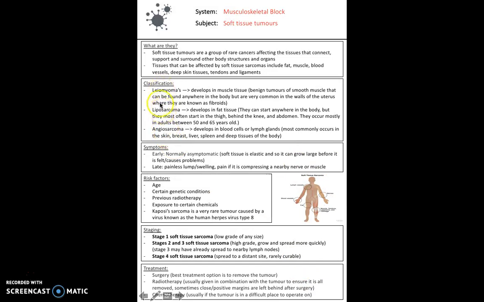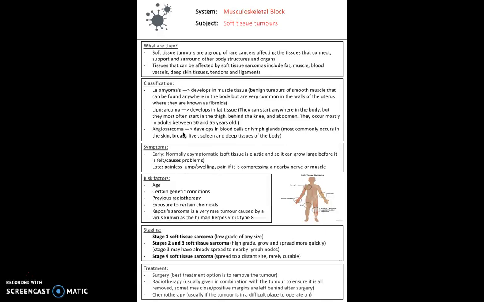To summarise a few of these, you could have a leiomyoma, which develops in muscle tissue. These are benign tumours of smooth muscle that can be found anywhere in the body, but are fairly common in the wall of the uterus, where they are known as fibroids. You can have liposarcomas, which develop in fat tissue. Again, they can be anywhere in the body, but most commonly they're in the thigh, behind the knee and in the abdomen, and they occur mostly in adults between 50 and 65. Another classification is angiosarcoma, which develops in blood vessels or lymph glands, and these most commonly occur in the skin, the breast, the liver, the spleen, and the deeper tissues of the body.